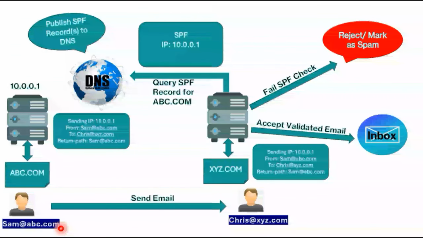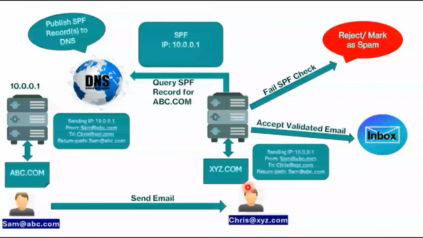Now let's consider that we have two organizations, abc.com and xyz.com, and someone from abc.com, such as Sam at abc.com, wants to send an email to someone in xyz.com, such as Chris at xyz.com. When Sam sends an email to Chris, certain attributes are added to the email header when processed by the ABC mail server. These attributes include the sending IP address, from address, to address, and the return path.